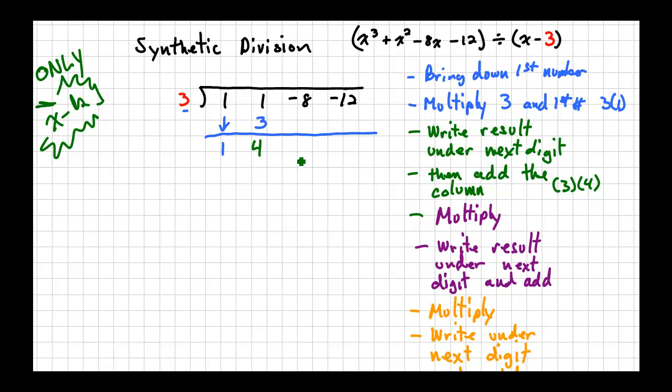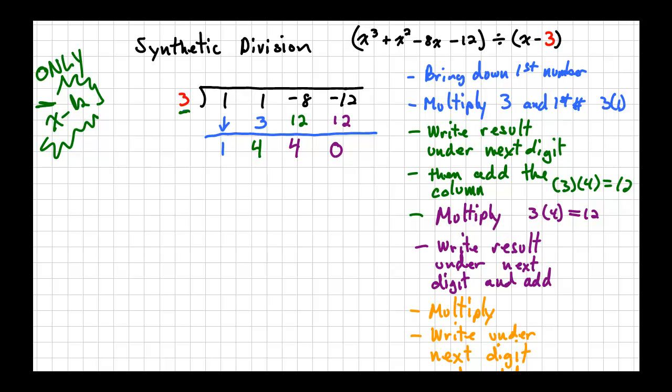And we're going to repeat what we did before. We're going to multiply this 3 times the 4 here to get 12, and write it under the next column. Add those columns. So negative 8 plus 12 is 4. And we're back in the same place. We're going to multiply 3 times whatever digit is there, so it's 4 again, so 3 times 4 is 12. We're going to write the result under the next term, and add, and we get a 0.